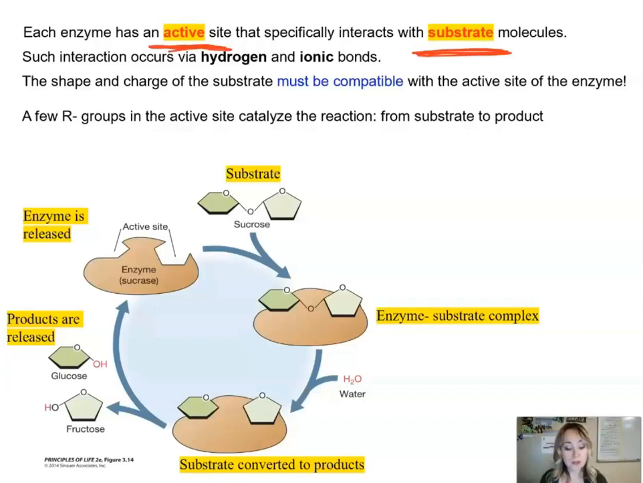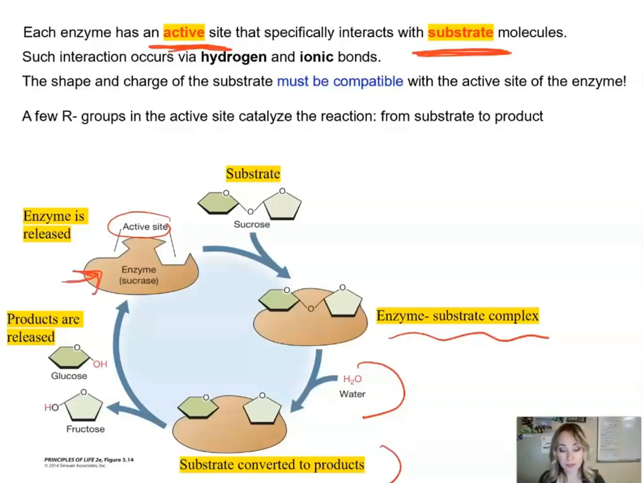So if we take a look at this example, I have an enzyme called sucrase. Enzyme sucrase will recognize its substrate, that's called sucrose. So notice sucrose will interact with the active site, and then we say enzyme-substrate complex forms, and this is where the catalytic reaction is going to be taking place. There's an addition of water because after all, we have to cleave this bond that's holding these two monosaccharides together. So substrate is then converted into products. Products are released, and in this case, we have two monosaccharides, glucose and fructose.